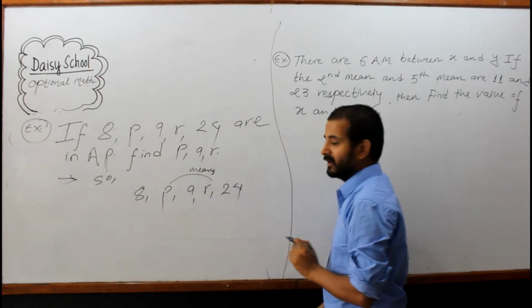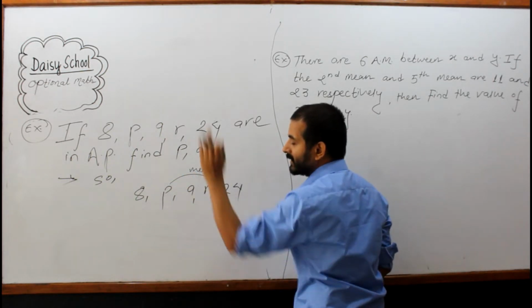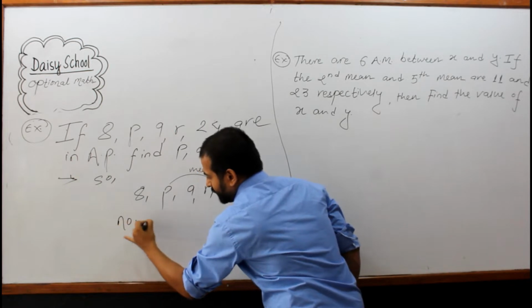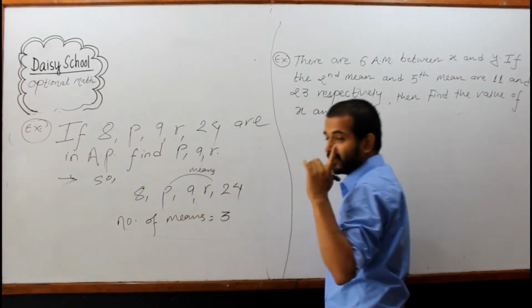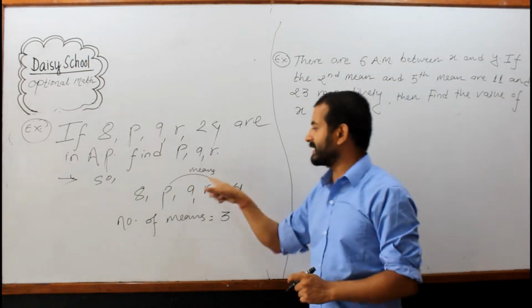These are means. So how many means are there? 1, 2, 3. There are 3 means. So the number of means N equals 3.